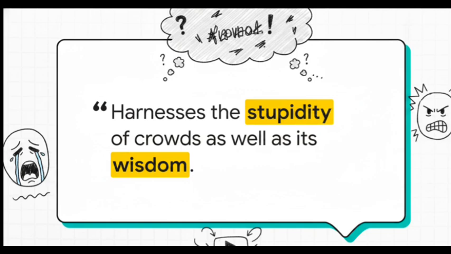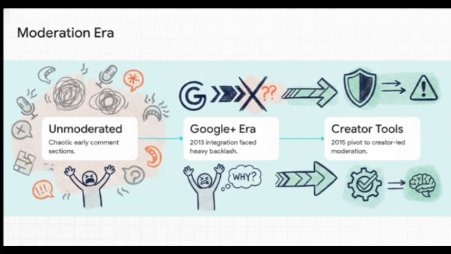The early unmoderated comment sections were notorious for being aggressive, incredibly hostile, and just plain chaotic. And this kicked off a multi-year moderation saga. Step 1 was that chaotic Wild West era of the internet. Step 2 was a highly controversial attempt to actually fix it. In November 2013, Google essentially forced all users to integrate a Google Plus account just to leave a comment.